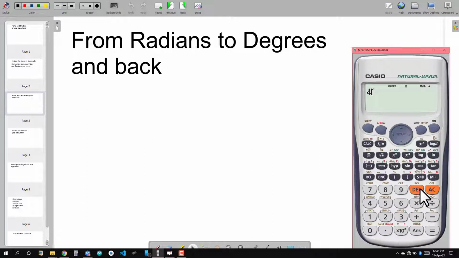Let's take a popular angle, which is pi radians. So by having pi radians and pressing enter, we can see that the calculator converts pi radians into 180 degrees, all because our mode was in degrees.